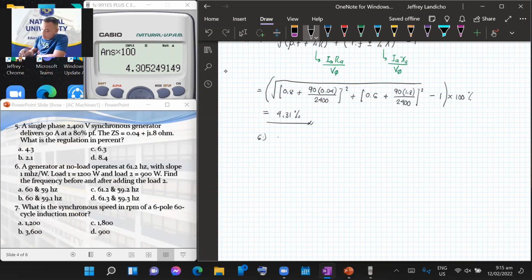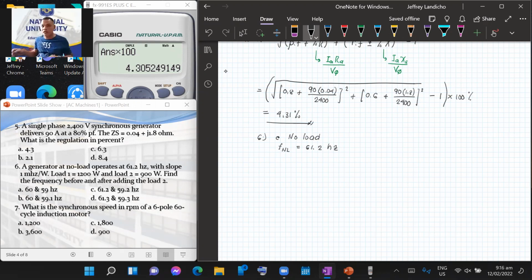So given at no load, the frequency of the given alternator is 61.2 hertz with a slope of 1 millihertz per watt. What does its slope mean? If we go back to the parallel operation of DC generators, we can get their external characteristics, or their straight line characteristics.